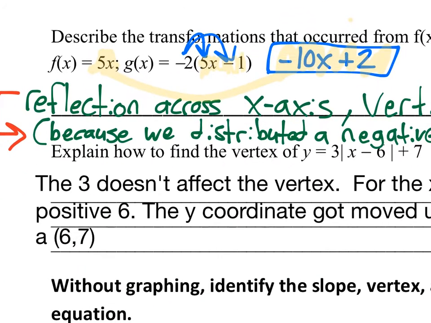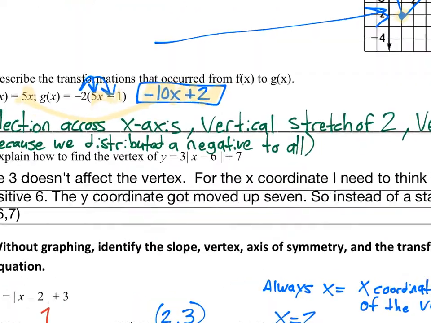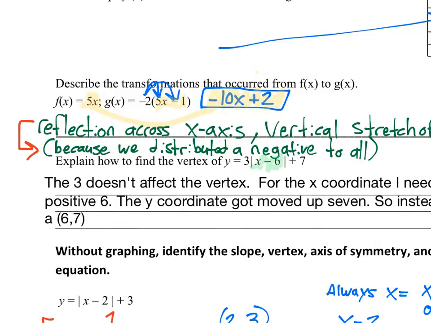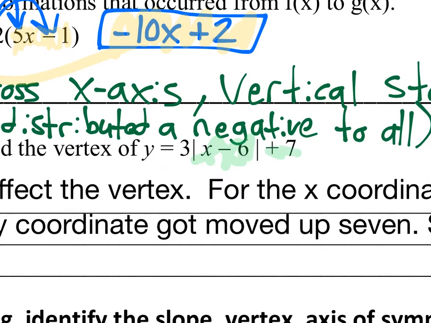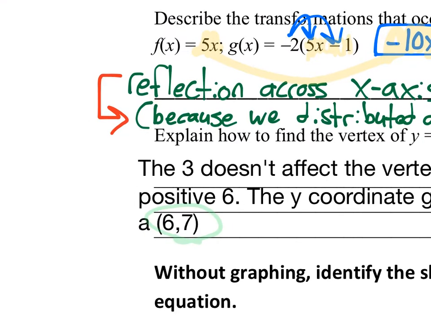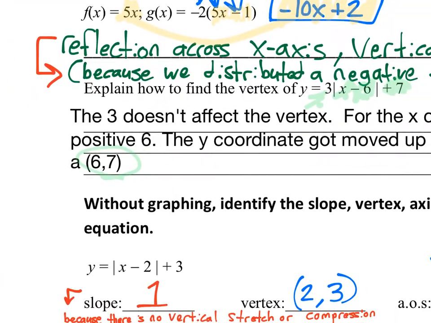All right, so explain how to find the vertex of this absolute value. Well, the 3 doesn't affect the vertex. It only affects the slope. For the x-coordinate, I need to think opposite of our -6. So I'm looking for a +6 for my x-coordinate. And then the number on the outside always tells the truth. So I'm looking for a 6, -7. This 3 on the outside would just tell us that our slope is now 3/1 in both directions.